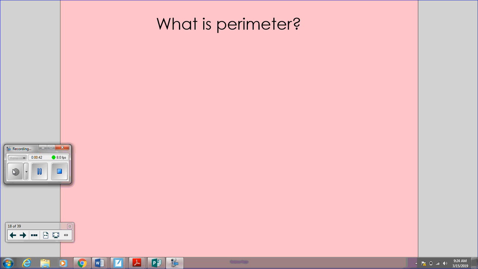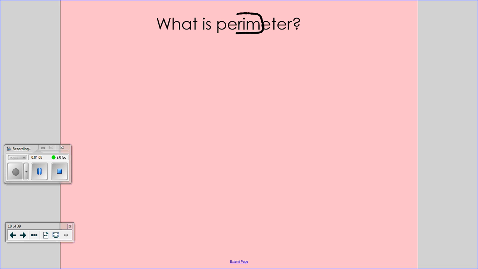Does my fence go in the middle? No. It goes around my shape. That is the perimeter. So one way that I remember the difference between area and perimeter, because they tend to go together, is I look at the word perimeter and I see inside this word, rim.